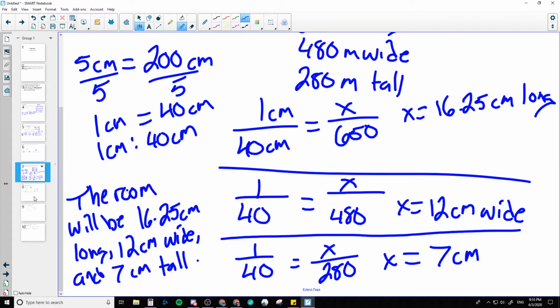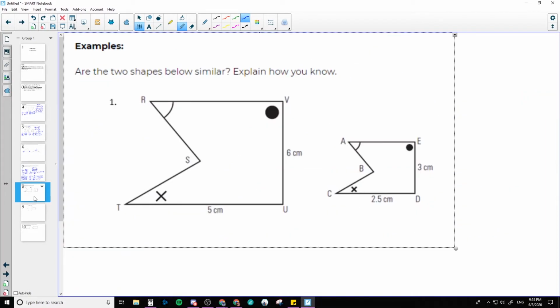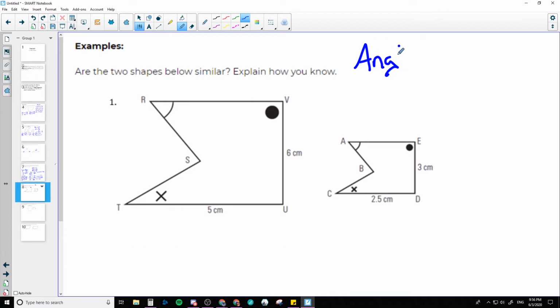Let's take a look at our next question here. It says it wants us to find out if these two shapes are similar. Okay, and then explain how we know. So the first thing we need to do is decide whether we're going to start with angles or with sides. We can make some assumptions about the sides. They have used symbols to indicate corresponding angles here. So using this information, we can say, okay, for angles, we're pretty sure, yes, these are similar figures.